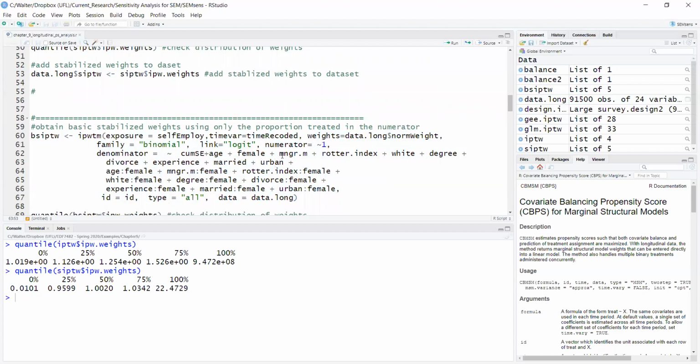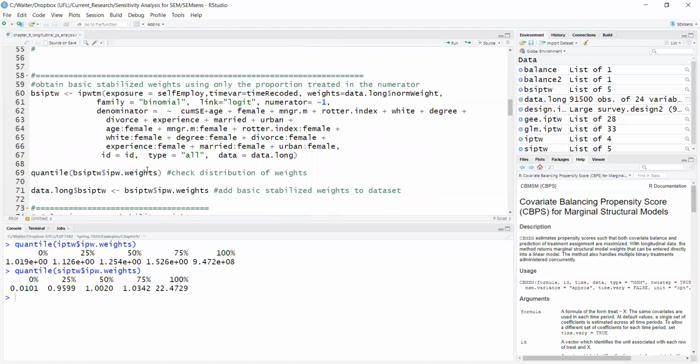Now the difference is in the numerator, where the 1 here is not the same as saying the numerator is 1 like the first weight. This is saying that the numerator is the intercept of a logistic regression without predictors, which is just the proportion treated. Once I run these, I get the basic stabilized weights, and you can see here that now the maximum weight is 1,192, which is not as extreme as the original raw weight, but it's not as small as the stabilized weight that uses the history of treatment in the numerator.